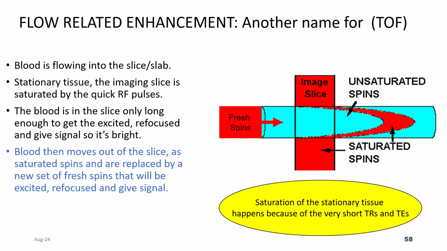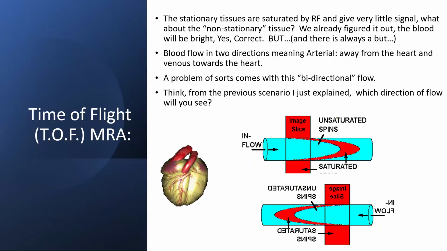Does that help? Does that work for you guys? You guys have seen this slide before. Okay. That's why we get bright blood vessels and dark background tissue.